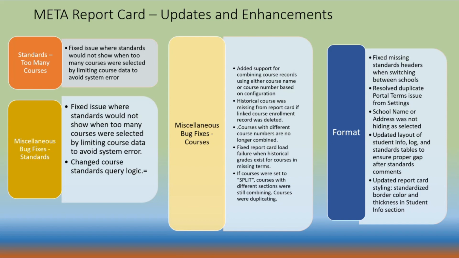School name or address was not hiding when it was selected. That's been fixed. And we had an external district send us a ticket because one of the teeny little lines showing above the student information block container was not the same size as the teeny little line at the bottom. I hadn't noticed it, but evidently it bothered them. So Corey has standardized the border color and thicknesses in the student info section.